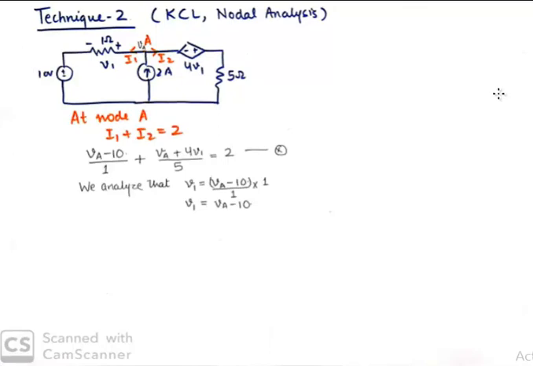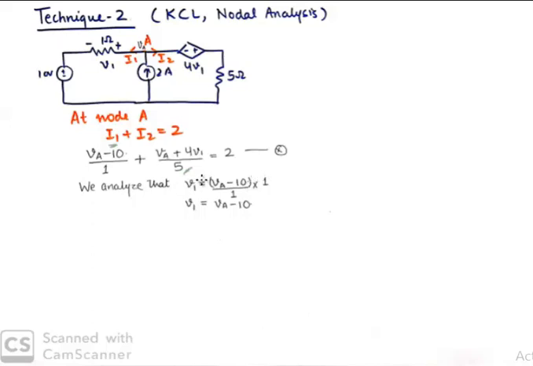Now comes the most important part. Because the current is leaving from this node, I'll take up VA minus 10 upon resistance 1, which is the current in this branch. So VA minus 10 upon 1 is I1, and VA plus 4V1 upon 5 is the current in this branch, I2, and this is equivalent to 2.